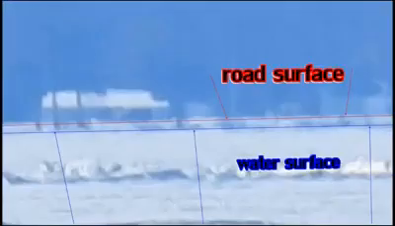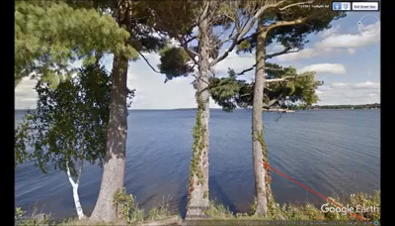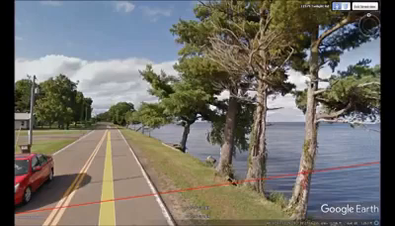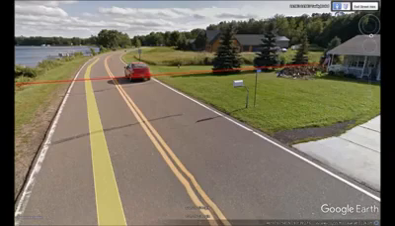So there's the road surface, there's the water surface. Now I'll get some other images. Now you can see how the water is right there. That red line is our line of sight. See how the trees kind of come out of the bank there? I'd say the water's even less than 5 feet below the road. It's probably more like 3 feet below the road.